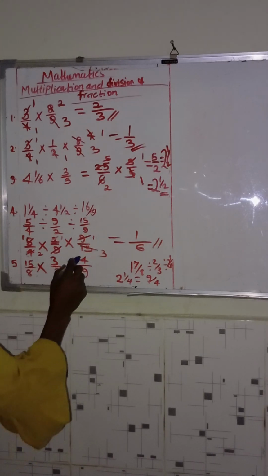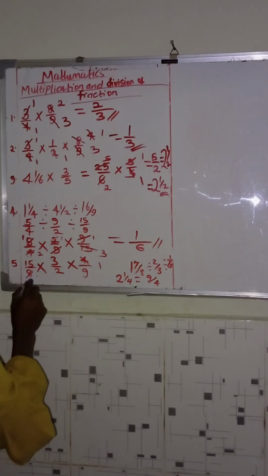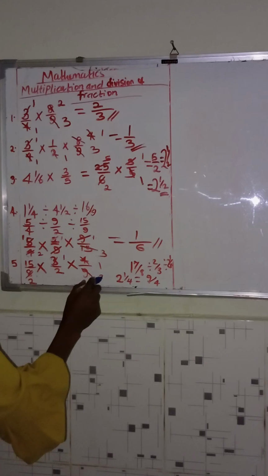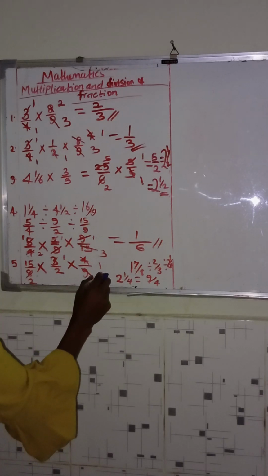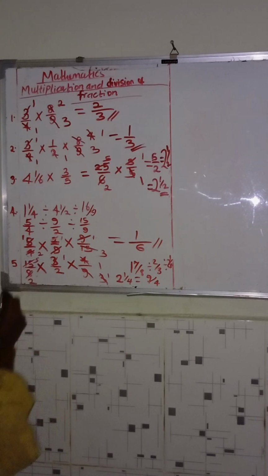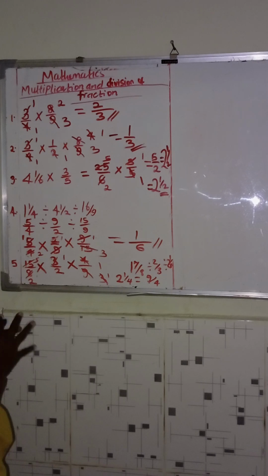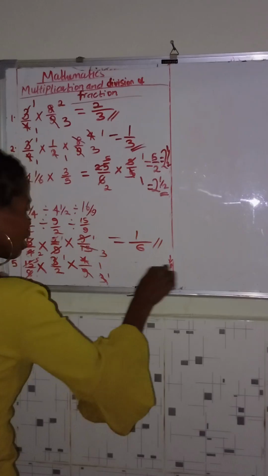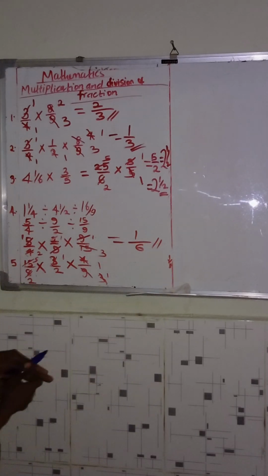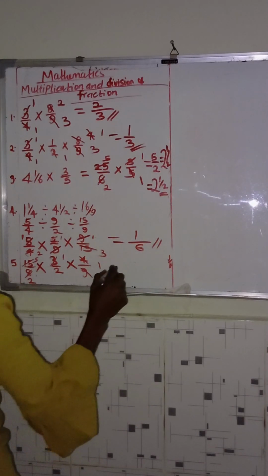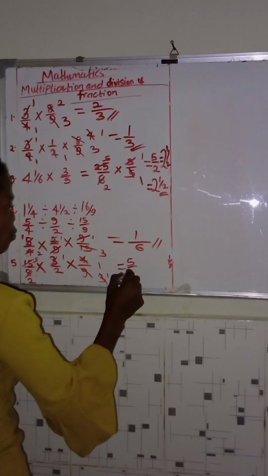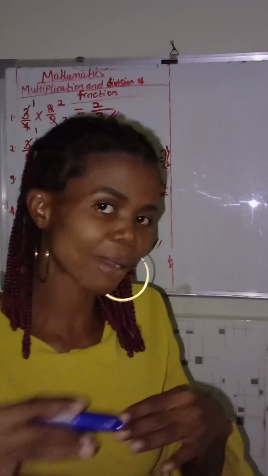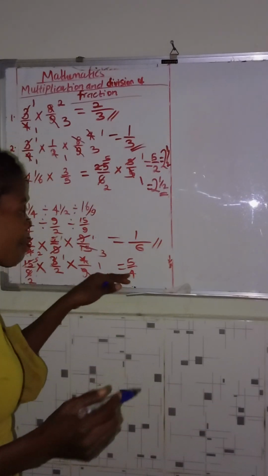So let's see, 4 here, 1, 4 here, 2, right? 3 here, 1, 3 here, 3. 3 here again, 1, 3 here, 5. So what do we have now? What we have is 5 all over 4. What we have is 5/4. So you can go ahead and do it one step after the other, okay? So now we have 5/4.